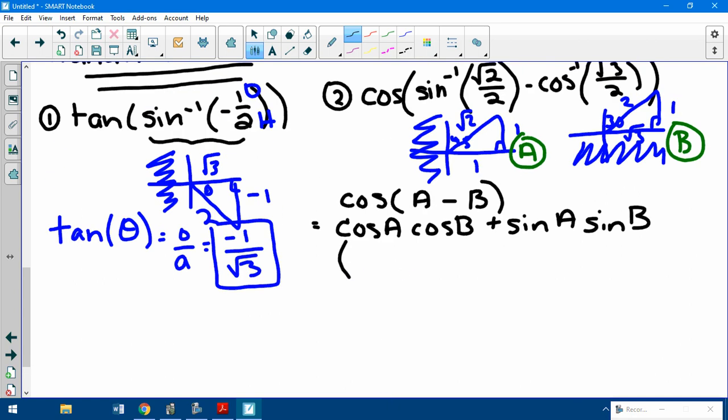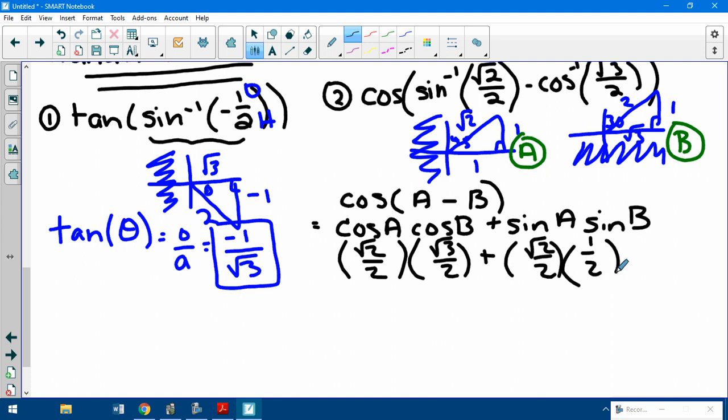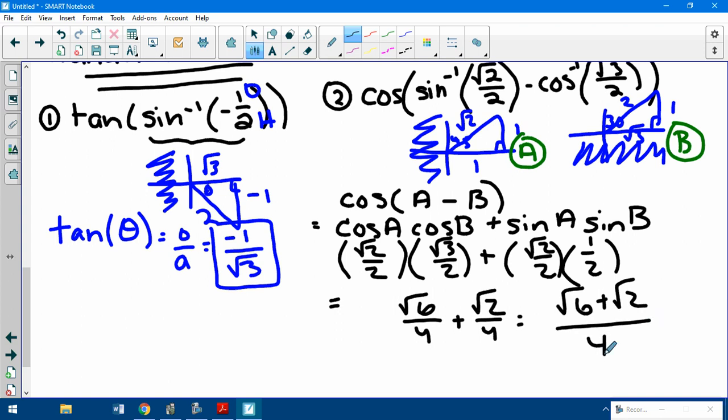So now use your triangles. What's cosine of A? 1 over radical 2, or radical 2/2. What's cosine of B? Adjacent over hypotenuse, radical 3/2. Plus sine of A, 1 over radical 2 again, or radical 2/2, and sine of B, opposite over hypotenuse, 1/2. So my answer is going to be radical 6/4 plus radical 2/4. Radical 6 plus radical 2, we can't combine those anymore, all over 4.